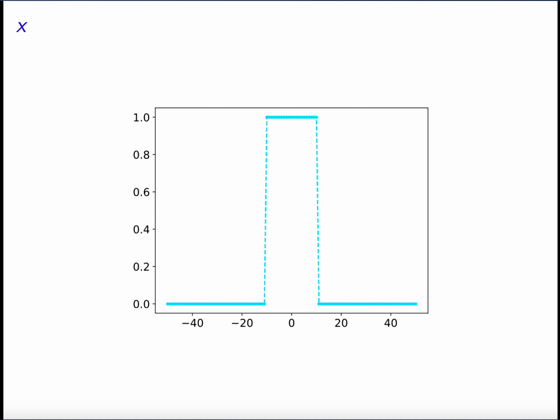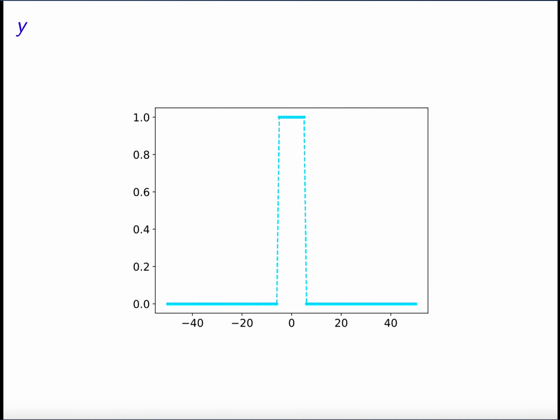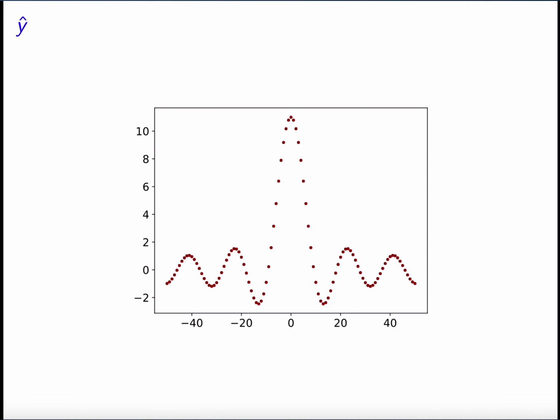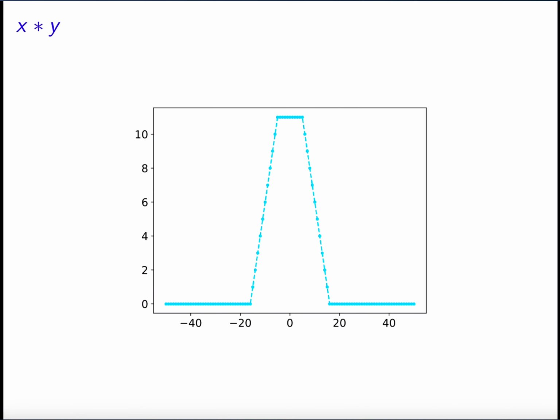Okay, so if you want to compute the convolution between x and y, what you could do is take the DFT of x, that looks like that, this sinc function that we had discussed. You consider the second signal, and you also compute the DFT of the second signal, and what you do is you multiply them together. Okay, this product looks like that, and now you can just take the inverse DFT, and boom, you get your convolved result.